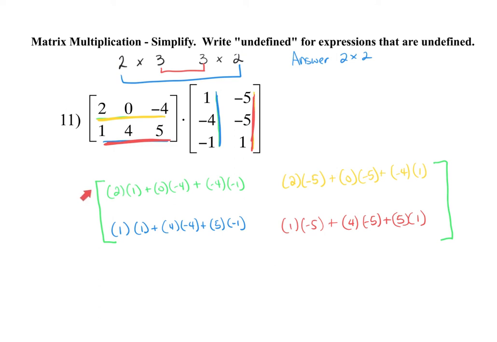Some things I want to point out, a quick check of, did I put these together correctly? If you look across the rows, your first numbers will be the same. I have 2 and 2, 0 and 0, negative 4 and negative 4. My second row, 1 and 1, 4 and 4, 5 and 5. When you look across the rows, your first numbers should be the same. When you look down the columns, your second numbers should be the same. 1 and 1, negative 4 and negative 4, negative 1 and negative 1. Negative 5 and negative 5, negative 5 and negative 5, 1 and 1.